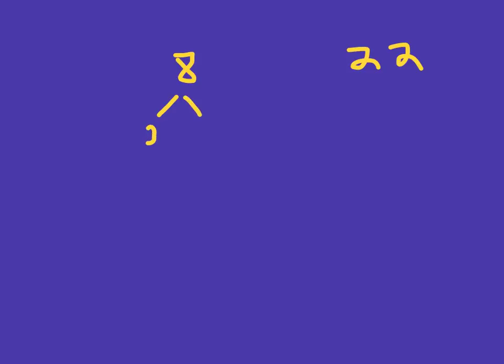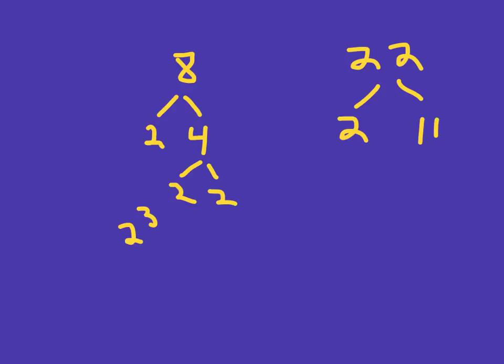And we got 2 and 4. And then 2 and 2. So we have 2 to the third. Alright, 22. Again, we have 2 and 11, and guess what? We're done with that.